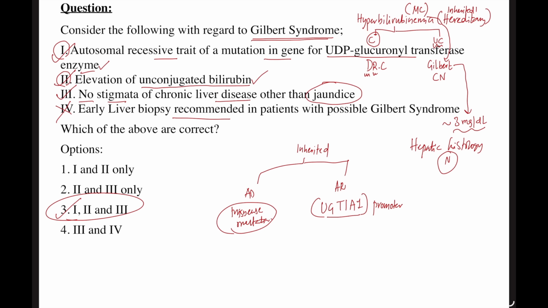So, let me do a correction here. The values are usually not nearly 3, it is nearly 6 mg per deciliter. Minor correction I want to do.